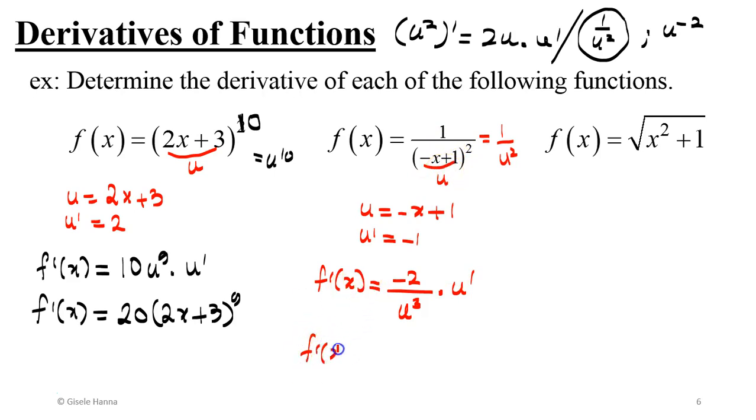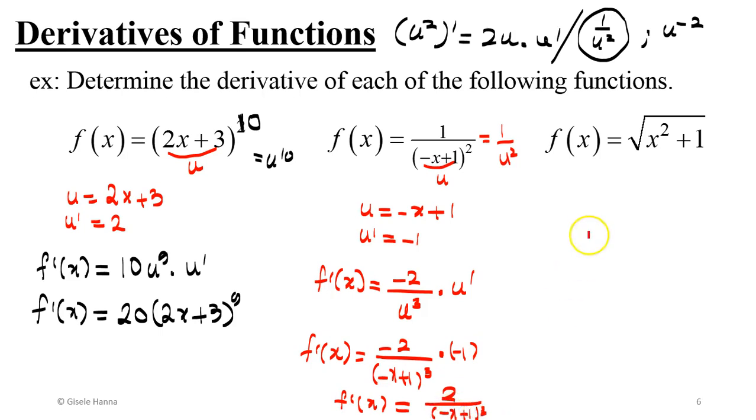So making the proper substitution, we substitute u and u prime, so that would be negative 2 over negative x plus 1 cubed times u prime, which is negative 1, which simplifies into 2 over negative x plus 1 all cubed. Moving to the next one.